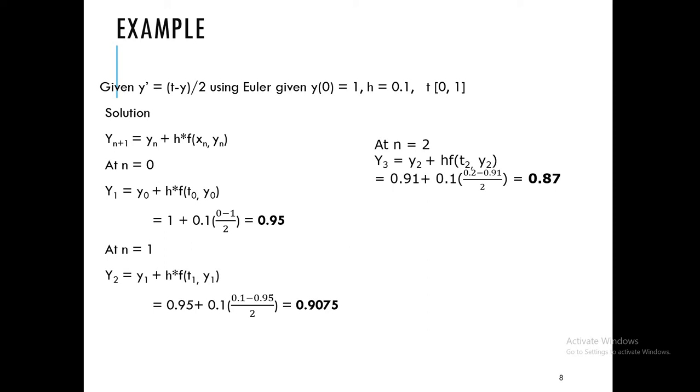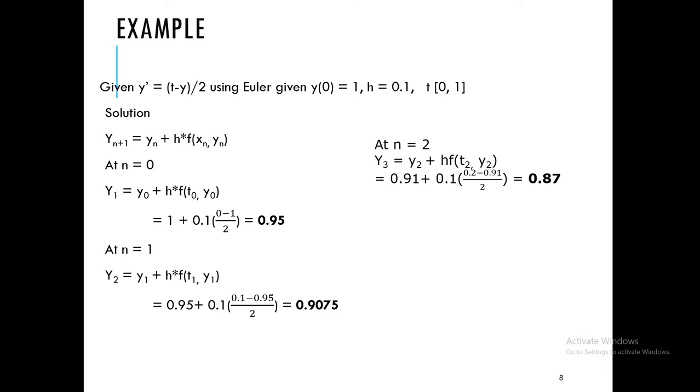So the general function is y_(n+1) equals y_n plus h f at x_n, y_n. Now this is the general equation. It's in terms of x because we assume that y is a function of x. But it's not always that y is going to be a function of x. Sometimes y is a function of t. So in the case where y is a function of t, like in this example, you change x to t. Okay, so let's solve it.